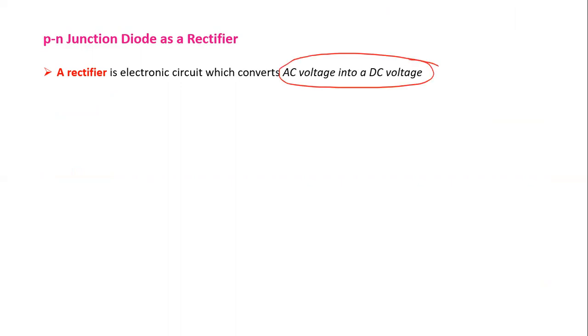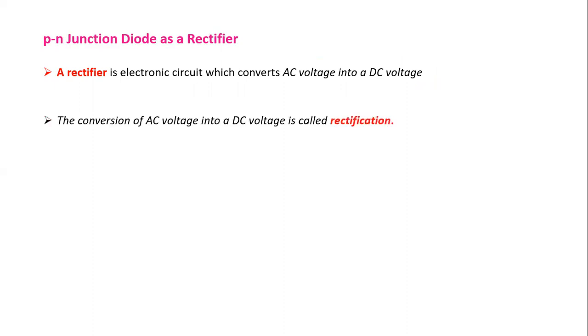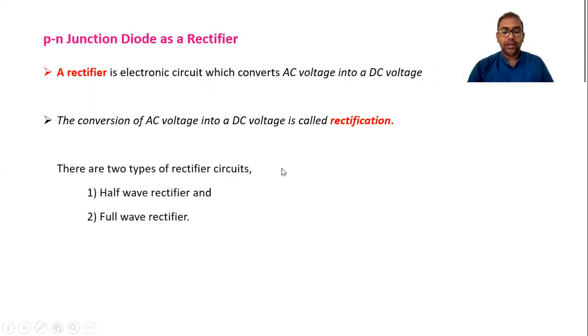Which converts AC to DC is a rectifier. And it is used in most of the electronic appliances, for example, mobile charger and TV, etc. This process of conversion of AC into DC is called rectification. Now remember, rectifiers are classified into two types. First one is half wave rectifier and second one is full wave rectifier. Now here, we have to learn details about the half wave rectifier.